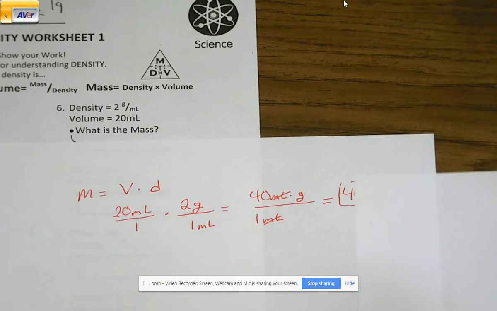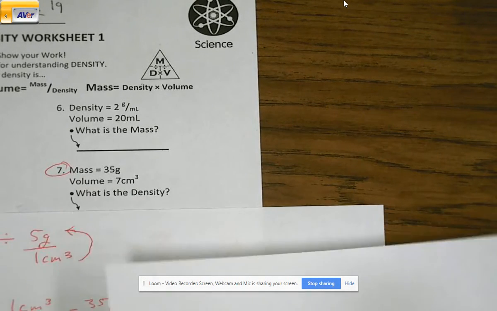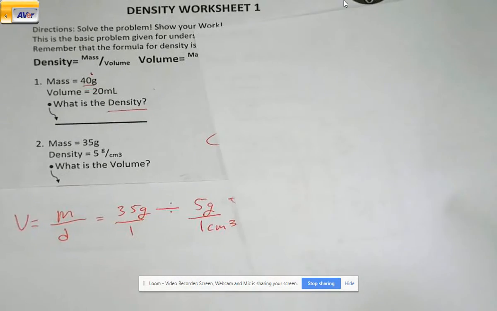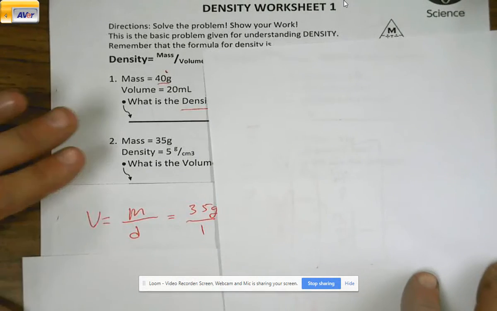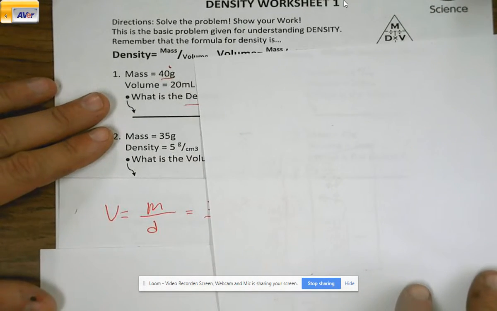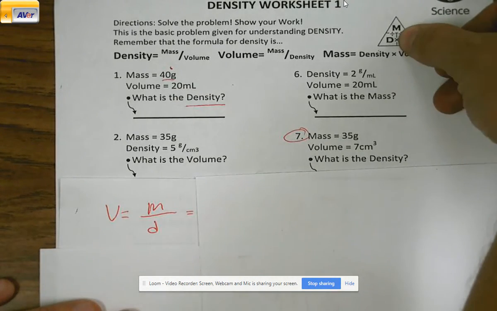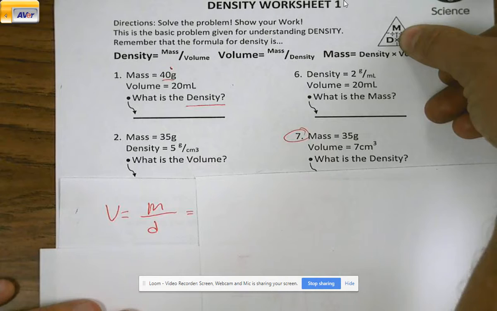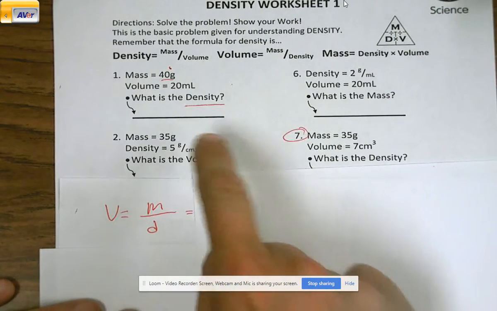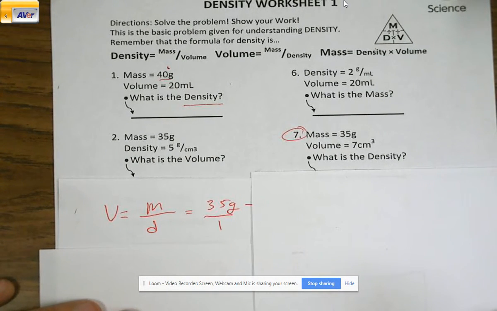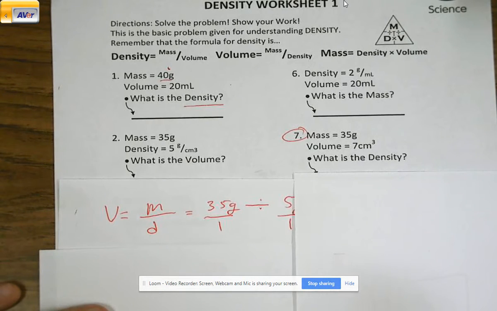Our last one is volume, like number 3. Volume, remember, is mass divided by density. I got that because when I cover up the V, all that's left over is mass divided by density. My mass is 35 grams, and my density is 5 grams per centimeter cubed. So it's going to be 35 grams over 1 divided by 5 grams over 1 centimeter cubed.